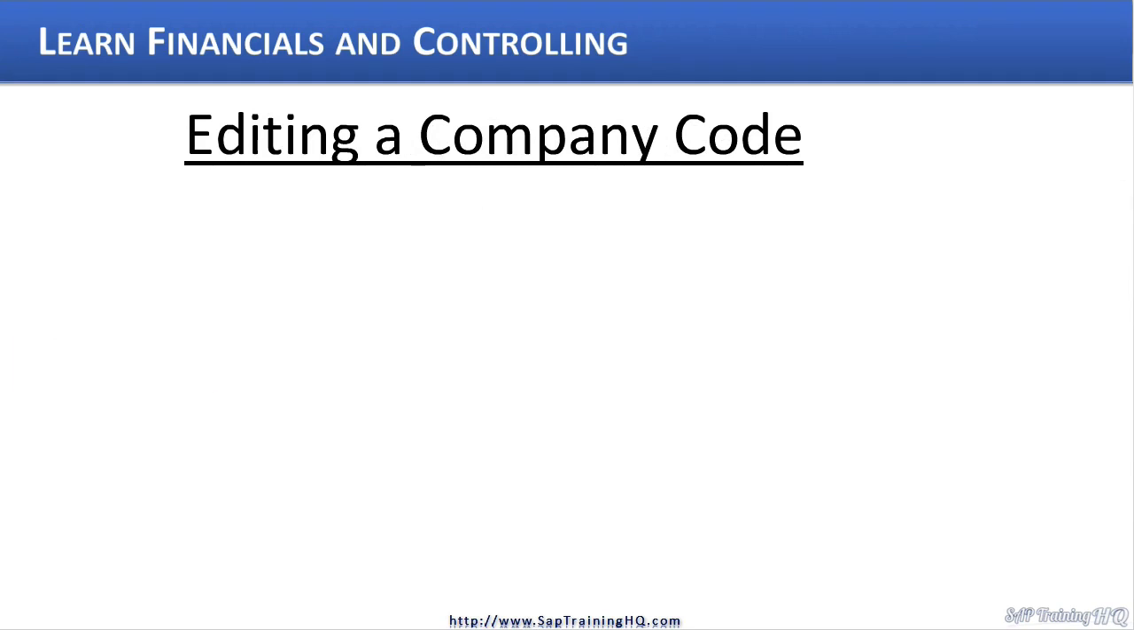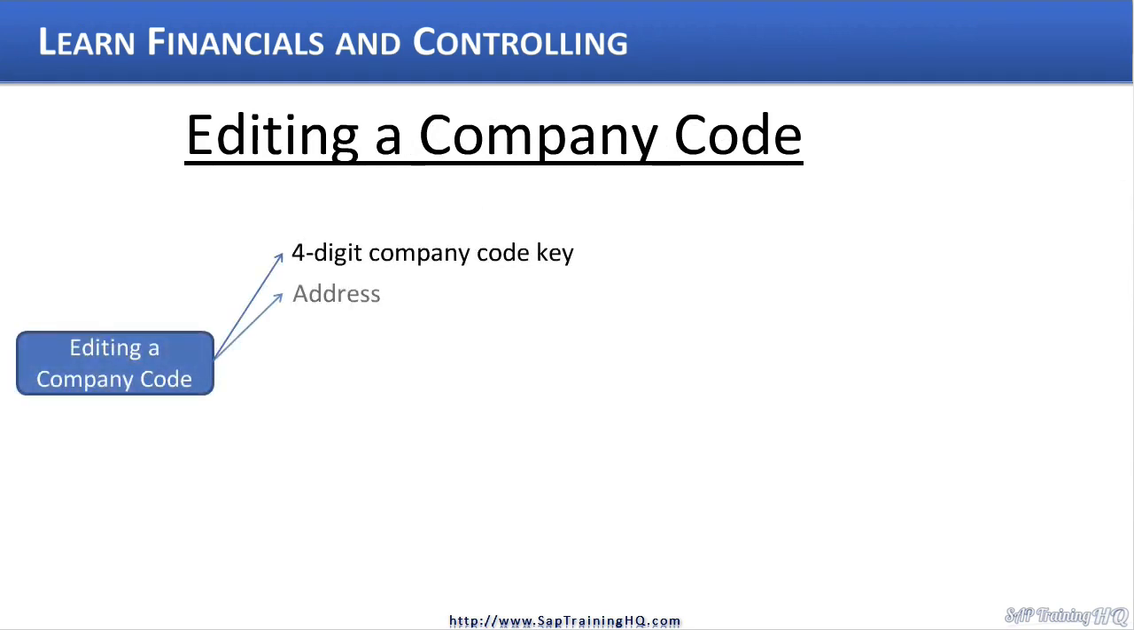Once a company code is created, it can be edited in order to customize it for the selected country. The following information is required whilst we're editing a company code. First is the 4-digit company code key, followed by the address data for correspondence, which is also recorded on evaluation reports, and third, the currency for the specific country code.